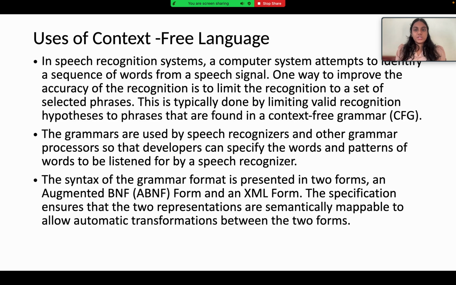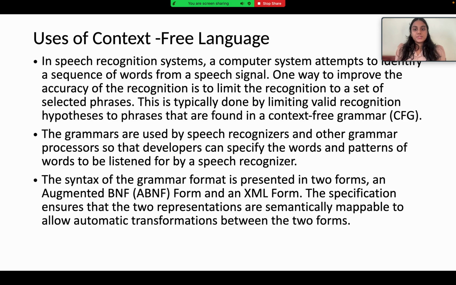Next is uses of context-free language. In speech recognition systems, a computer system attempts to identify a sequence of words from a speech signal. One way to improve the accuracy of the recognition is to limit the recognition to a set of selected phrases. This is typically done by limiting valid recognition hypotheses to phrases that are found in a context-free grammar.